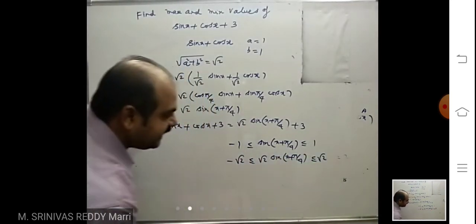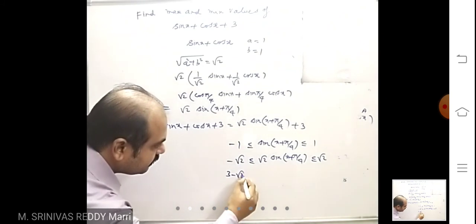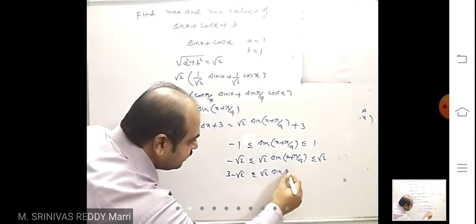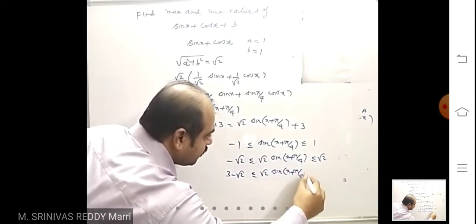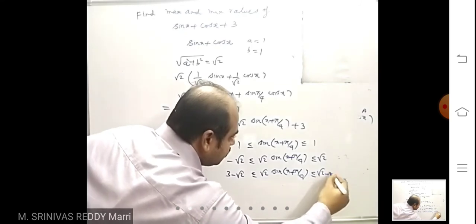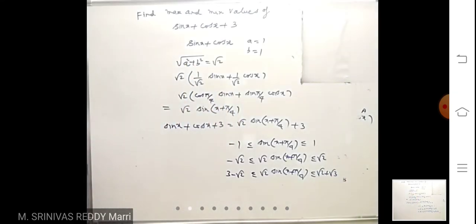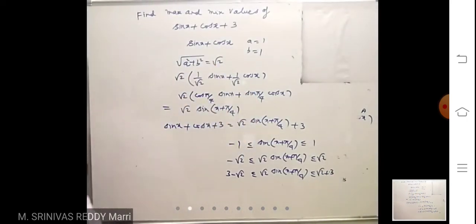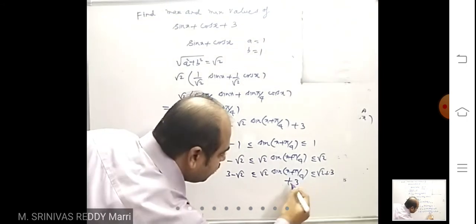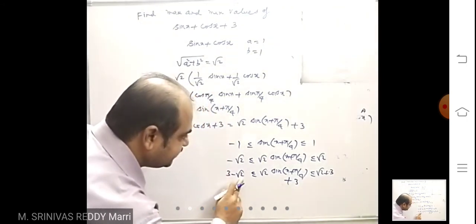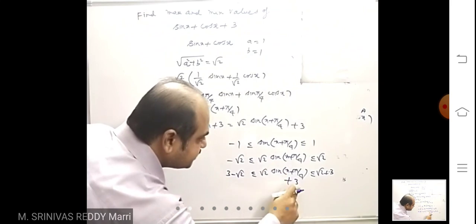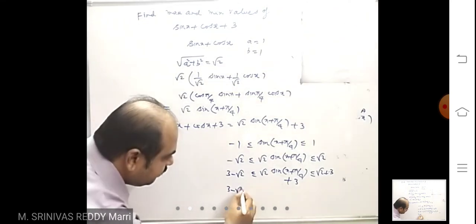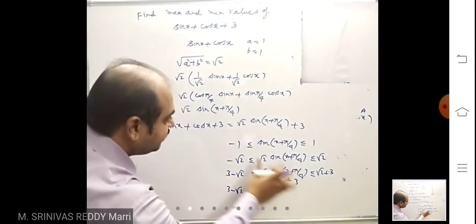Now I am adding 3 completely. So what you will get is 3 minus root 2 on the left, and root 2 plus 3 on the right. Now look at it: 3 minus root 2 is less than or equal to this expression.